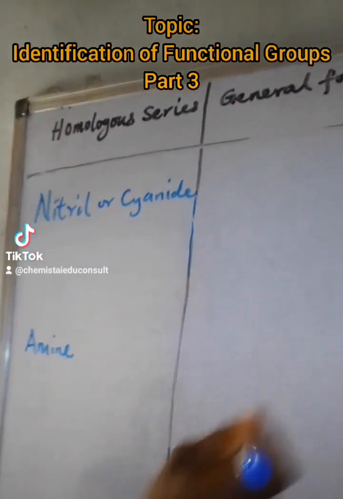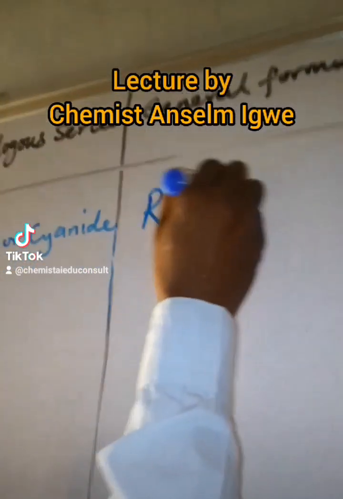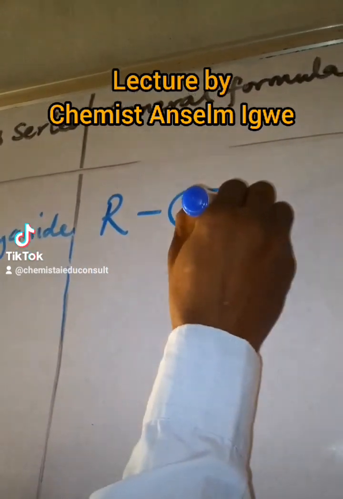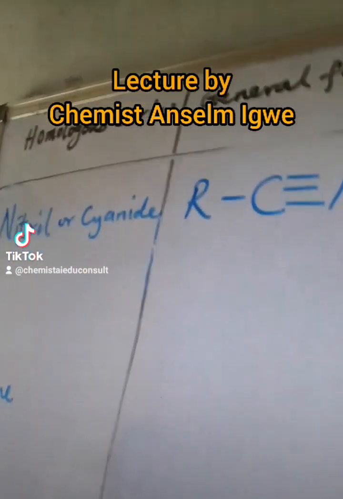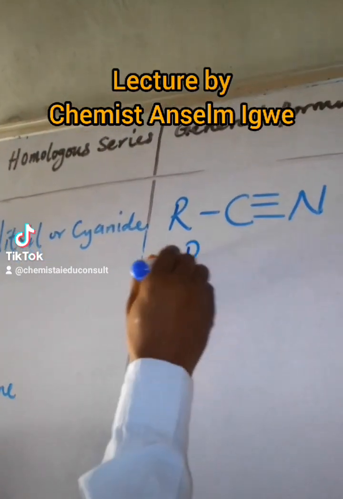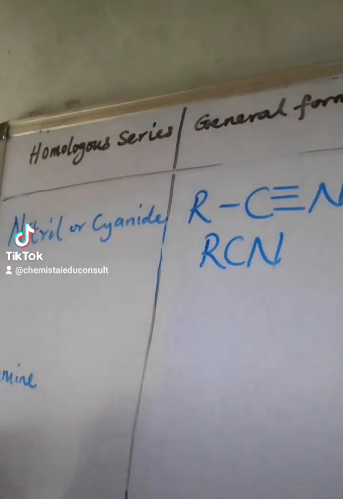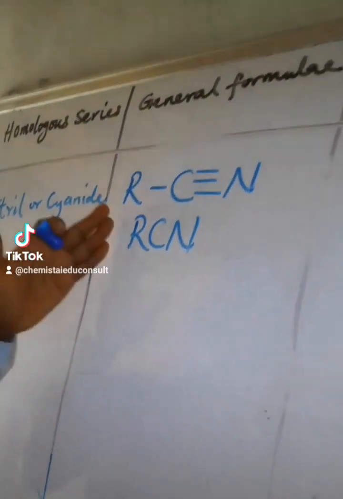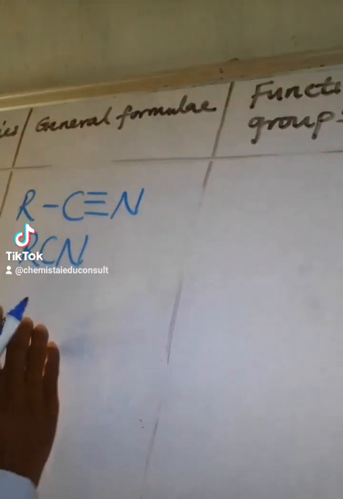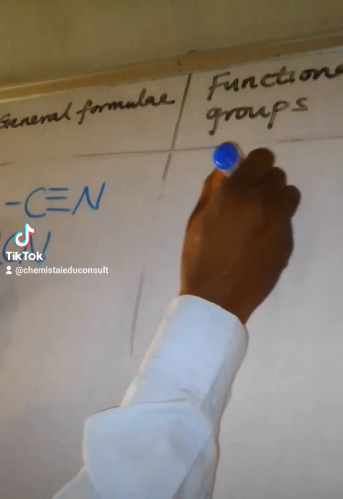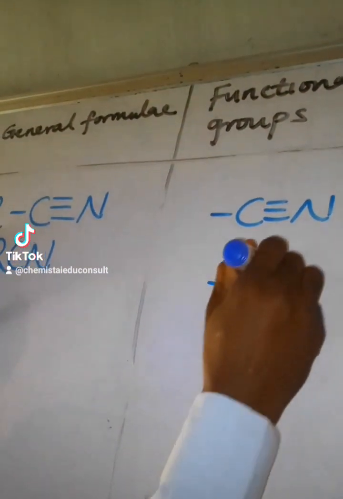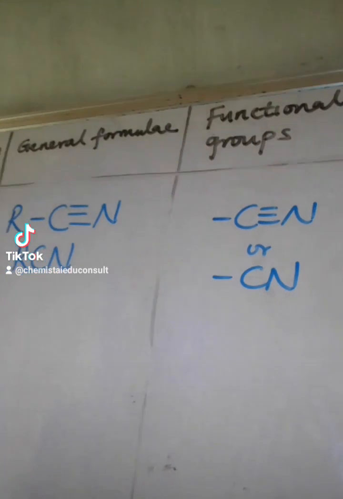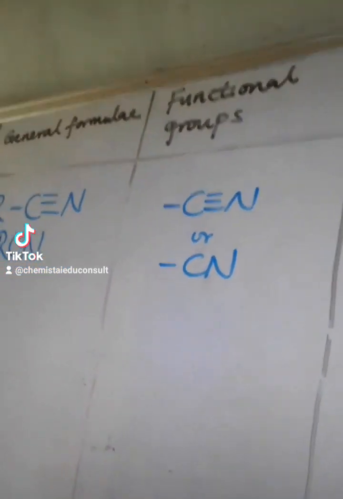The general formula for cyanide is RCN. So any compound that has CN is a cyanide or a nitrile. You can just write it as RCN, the condensed formula. The functional group is simply what you write when you remove an alkyl group. That is C triple bond N or CN. That is the functional group of nitriles or cyanide.